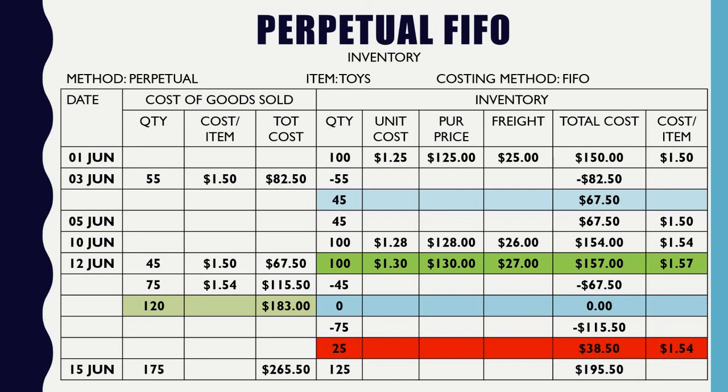So now I have 2 batches of inventory left, right? I have a red batch for 25 and I have a green batch for 100. All right. This makes a lot more sense once we actually dive into the actual exercise, because then we can actually see how I'm doing this, okay?